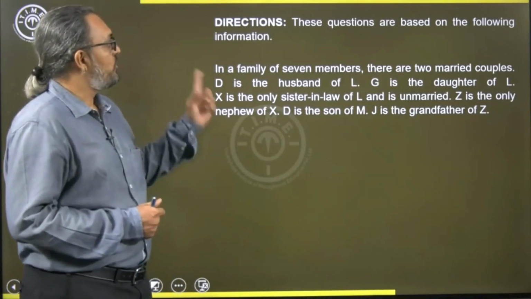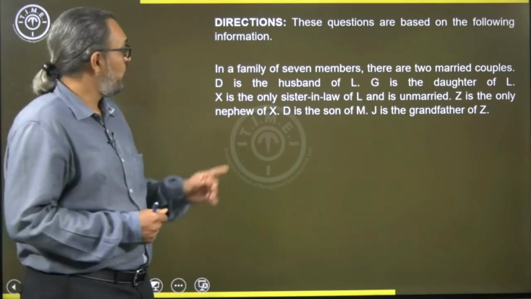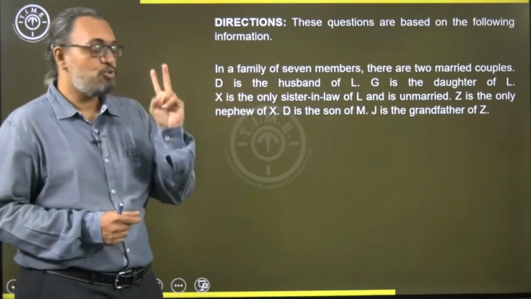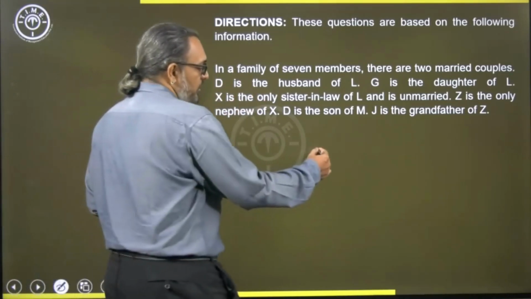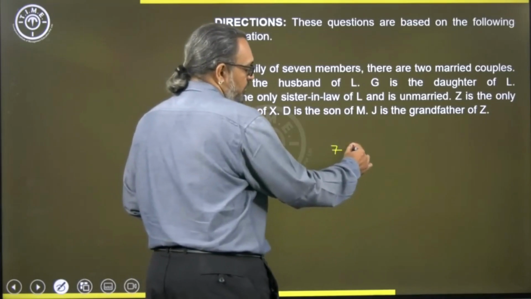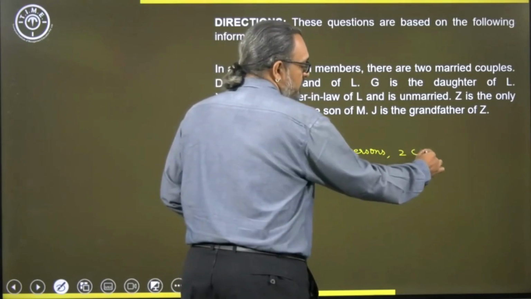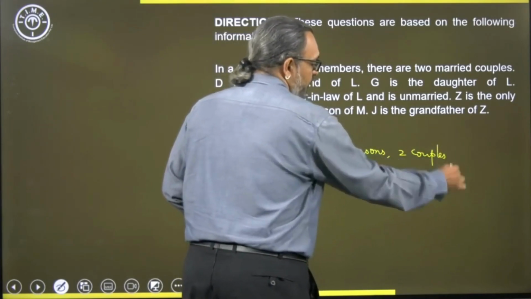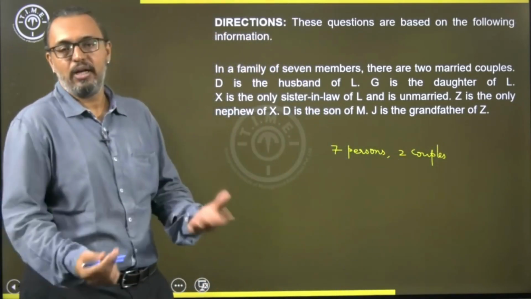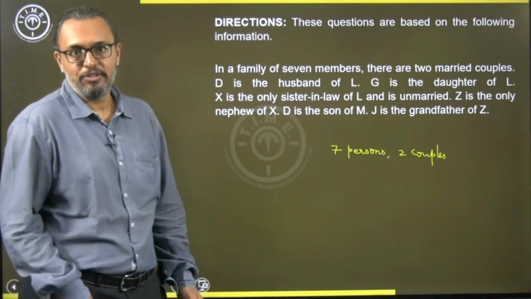Now coming to the questions, these questions are based on the following information. In a family of 7 members, there are 2 married couples. So, you have 7 persons and 2 couples in that particular family. The best way to understand is by constructing a family tree.